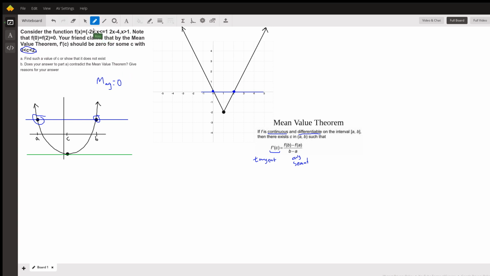So what does that mean? That means that according to the MVT, if everything's true, we should end up, just like we did over here, with a tangent line equal to 0 at some point. So between 0 and 2, somewhere between those green lines, we should have a point where this tangent line is equal to 0.